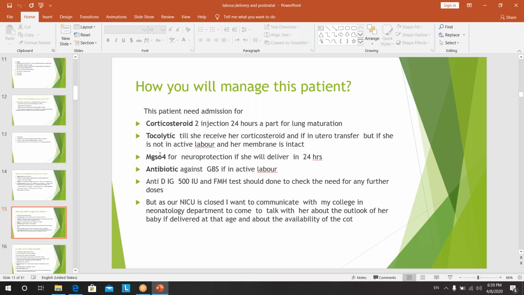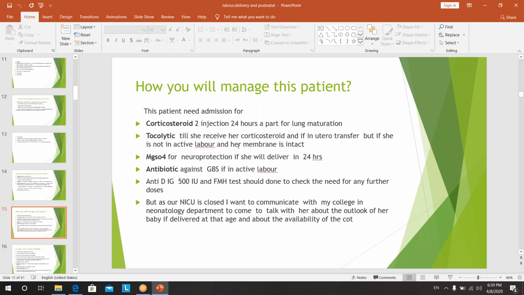Corticosteroid, tocolytic, magnesium sulfate, and antibiotic. Please, you have to remember these four things in preterm labor by heart. Don't forget any one of them. Corticosteroid, 2 injections 24 hours apart for lung maturation.